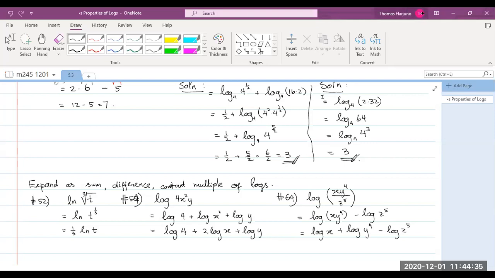Okay, good. Now then the next step is I will bring the exponent of the argument to the front. The first term without exponent, so I just leave it like that. The second term, I will bring the 4 to the front as constant multiple of log. And the last term, I bring the 5 to the front as constant multiple of the log.